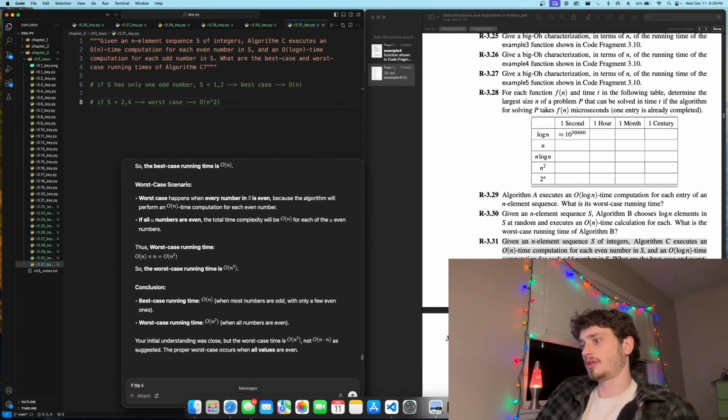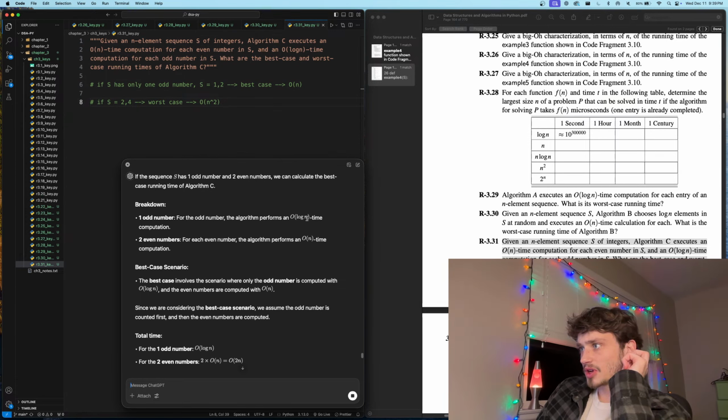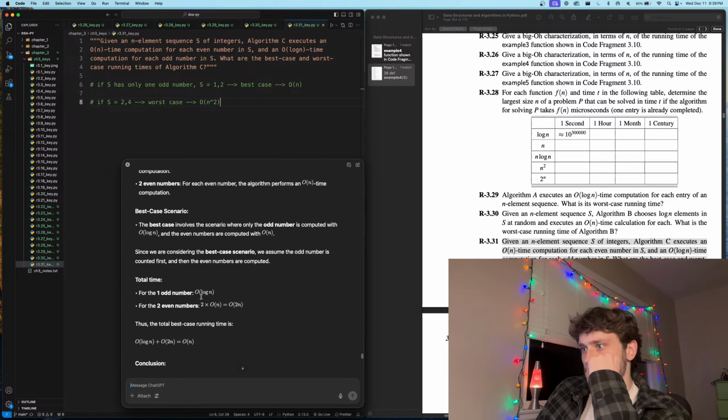But if S had one odd and two even, it would have a best case of what? One odd performs O log n time, two even performs O n time computation. The best case. But you compute an additional O n operation on all evens. So wouldn't it be log n plus n squared?